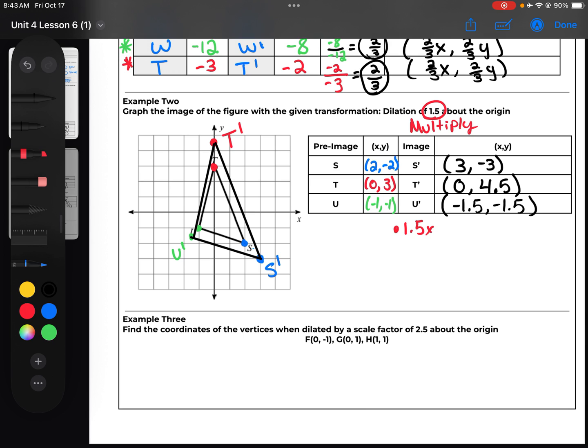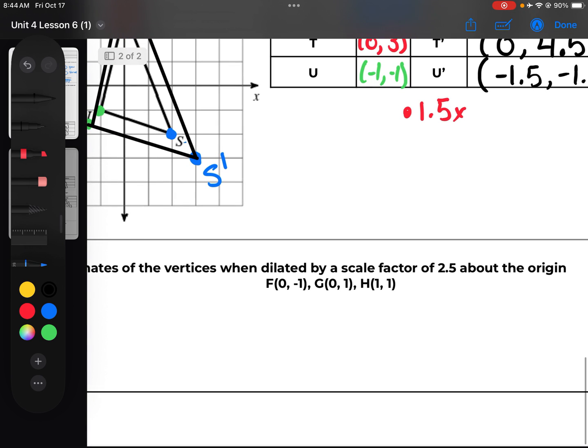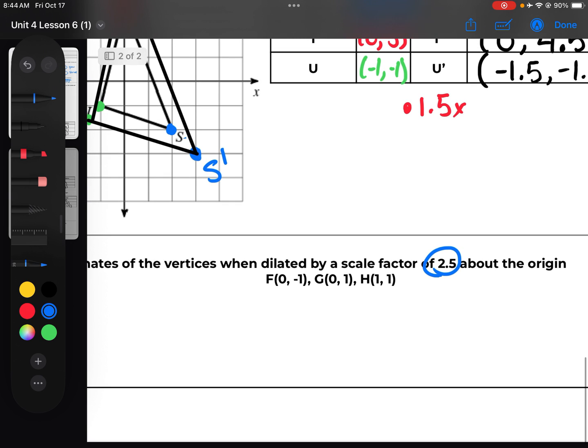This is gonna be an example for you to try, so pause the video at this time, see if you can try example 3. I want you to find the coordinates of the vertices when dilated by a scale factor of 2.5 around the origin. Okay, I'm gonna go ahead and do it now. So remember, a dilation of 2.5 is your multiplication factor.